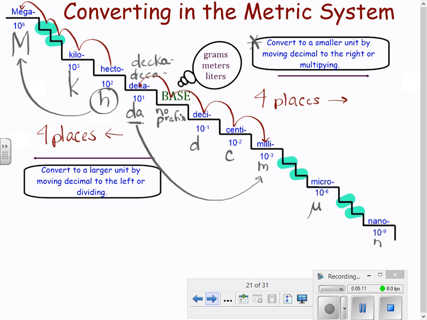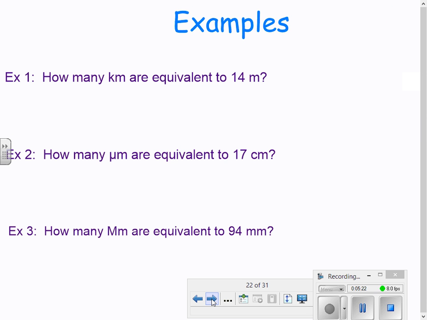Okay? So you need to have these memorized. It's part of your test. I'm not going to give you these. You got to have them memorized, and we'll be practicing with these a lot. So let's try some examples, and I'm going to write this out in a different way.